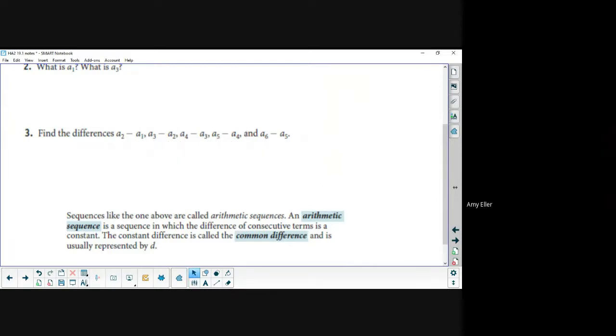Just so you're aware, you can have a negative common difference. So instead of adding the same thing, I could subtract 3, subtract 3, subtract 3. My common difference is negative 3. You can add the same thing or subtract the same thing, and it's still linear, which is an arithmetic sequence. Flip the page.